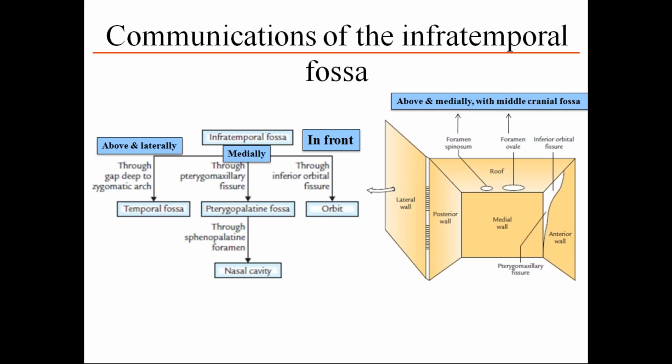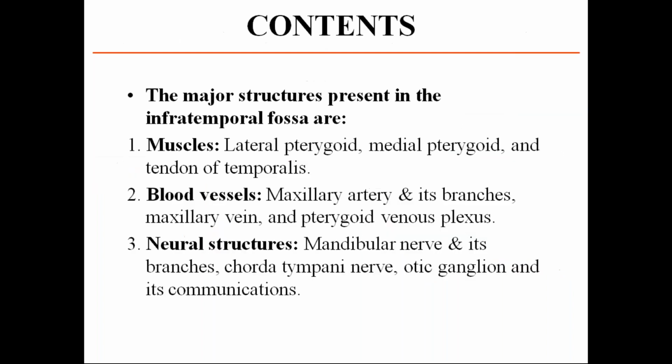So it communicates with the middle cranial fossa, the orbit, and through the pterygomaxillary fissure, it communicates with the pterygopalatine fossa. From there, it goes to the nasal cavity. Then it communicates with the temporal fossa. Okay. So next we'll see about the contents of the infratemporal fossa.